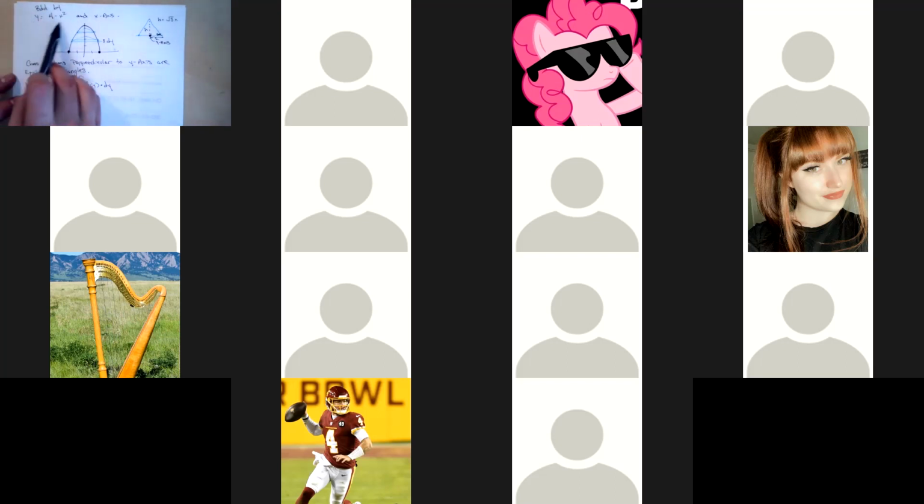So we need to solve this. So x squared is 4 minus y, so x is plus or minus the square root of 4 minus y. Positive x on the right, negative x on the left.